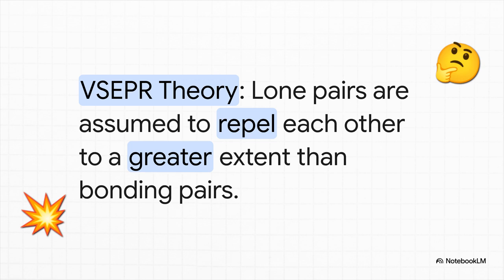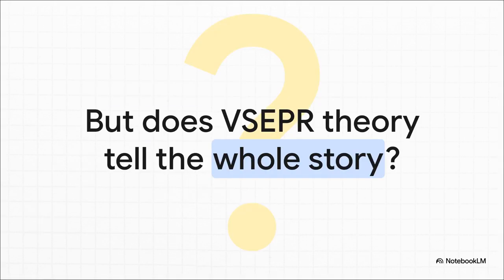And honestly, that's a pretty good start. It's a solid theory for sure, but is it the whole story? I mean, if it's all just about fat lone pairs pushing things around, should that explain every single case we see? Or is there something more fundamental happening? Let's look at the evidence.